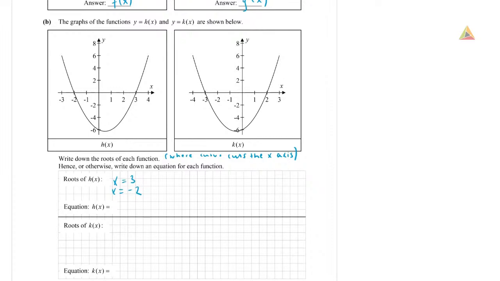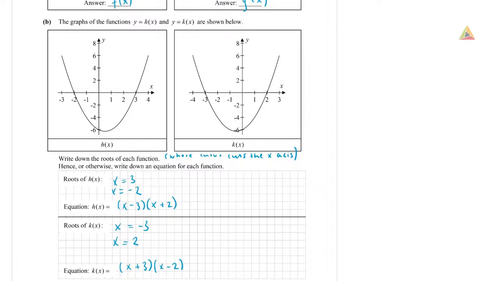Now if we were asked to get the equation of the h of x, if x is 3 outside the brackets, it's minus 3 inside the brackets. If x is minus 2 outside the brackets, it's x plus 2 inside the brackets. And that's it for the h of x: x minus 3 and x plus 2. And then if we look at the next one, the roots of the k of x, the x values are minus 3 and 2. So x is equal to minus 3 and x equals 2. And the equation, similarly, if it's minus 3 outside the brackets, it's plus 3 inside. If it's 2 outside the brackets, it's minus 2 inside. So that's it for the k of x then.